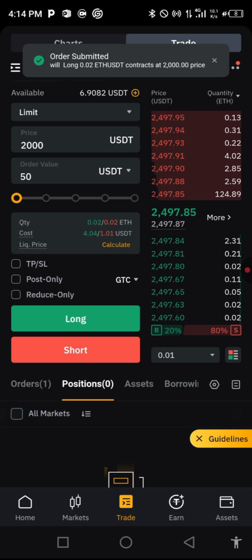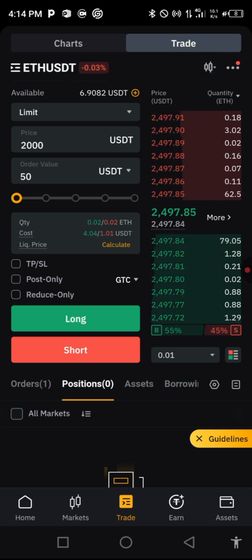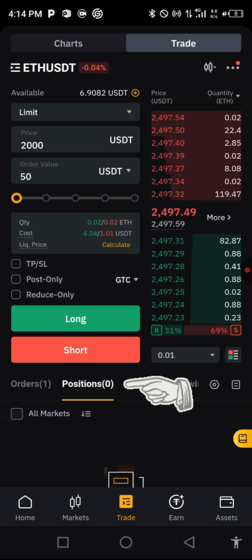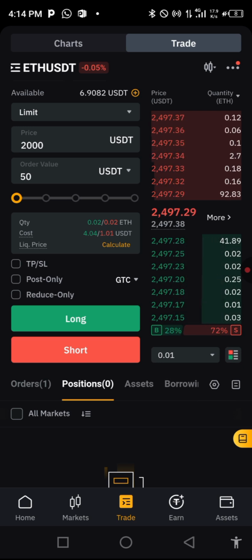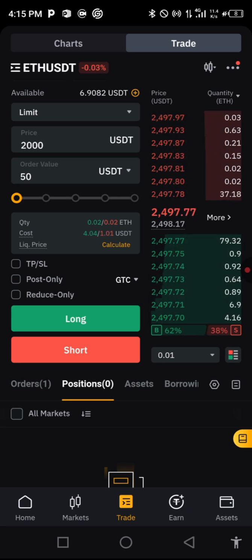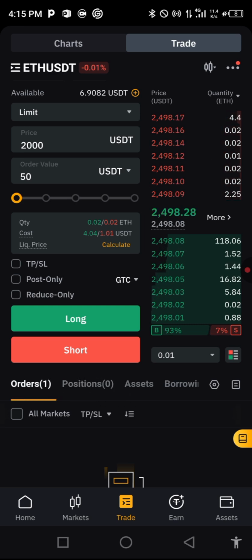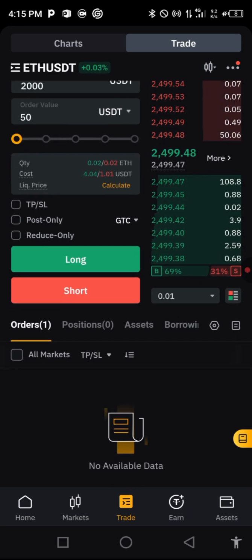So now you are in the market, right? But if you look down here, you will not see it under position. Do you know why it's not under position? Because you are not in the market already. You are waiting for the market to hit your limit order. Once it hits your limit order, the market triggers, then it comes to position. Now if you look at order here, you can see your order.